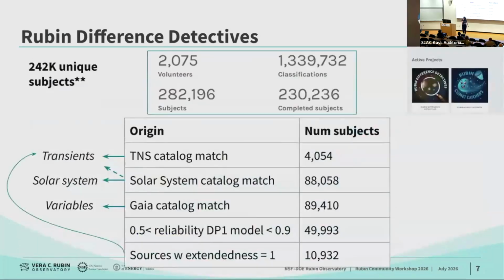The project was initially released with a little bit more than 200,000 unique DIA sources. The way we selected the sources was by cross-matching the DIA source catalog with TNS, the solar system, and Gaia. We also filtered based on the real bogus score available at the moment, and with some morphological features, in this case the extendedness.